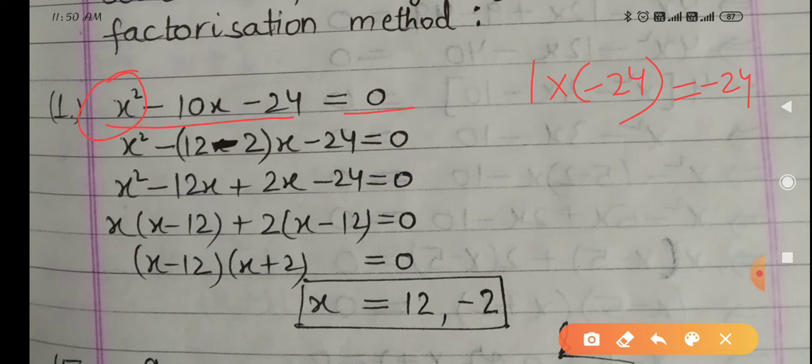Now what is the benefit of finding this product? Again I am telling you, you have to take the coefficient of x square and the constant term, both with the sign, and find the product. So the product is coming minus 24. Now 24 you factorize in such a way that the sum or difference of the factors should be the middle number 10 and the product should be 24.